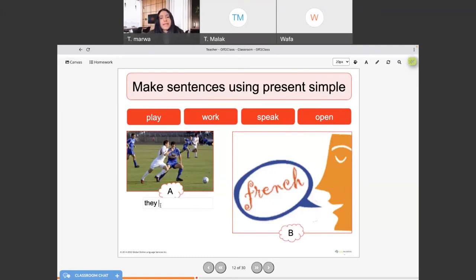Plays. They play. They play what? Football. Bravo. They play football. Very good. They play football. Okay, B. I have here French. So I have a girl here. So what do we say? He speaks. Okay. He speaks. Very good. He speaks what? In France. French. Okay. He speaks French. Very good.